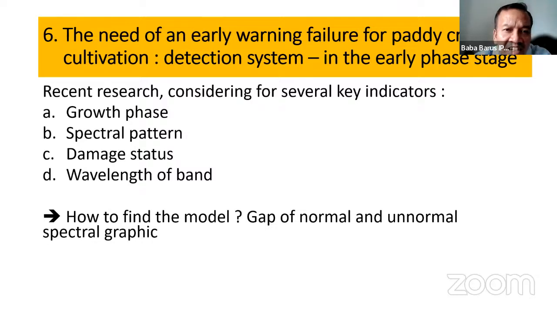This year, we have research in which we consider several key indicators related to growth phase, the spectral pattern that we developed from the field as well as from the drone, the damage status, and the wavelength of the bands we use in the drone. What we try to find is a model to see the gap between normal and abnormal spectral graphics. When we have that kind of method, we can develop a quantitative method to indicate the early warning system that we need.